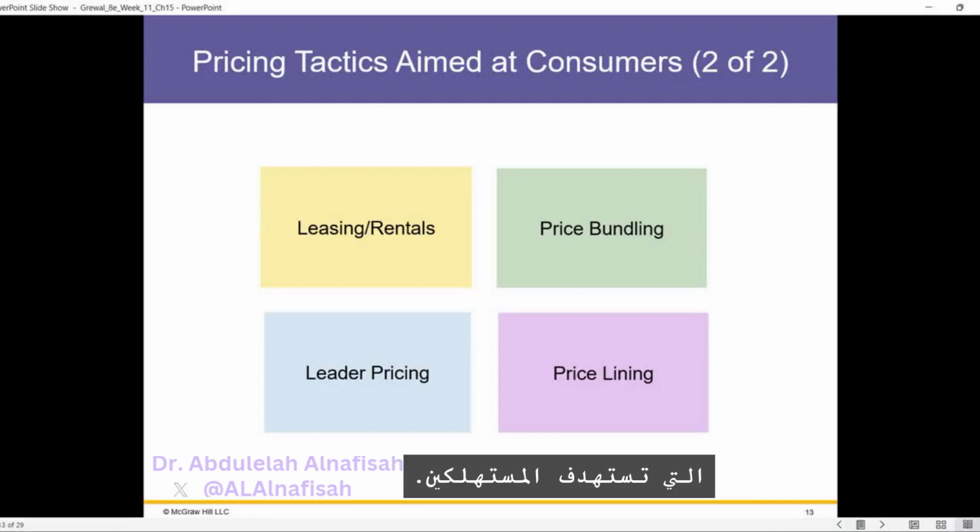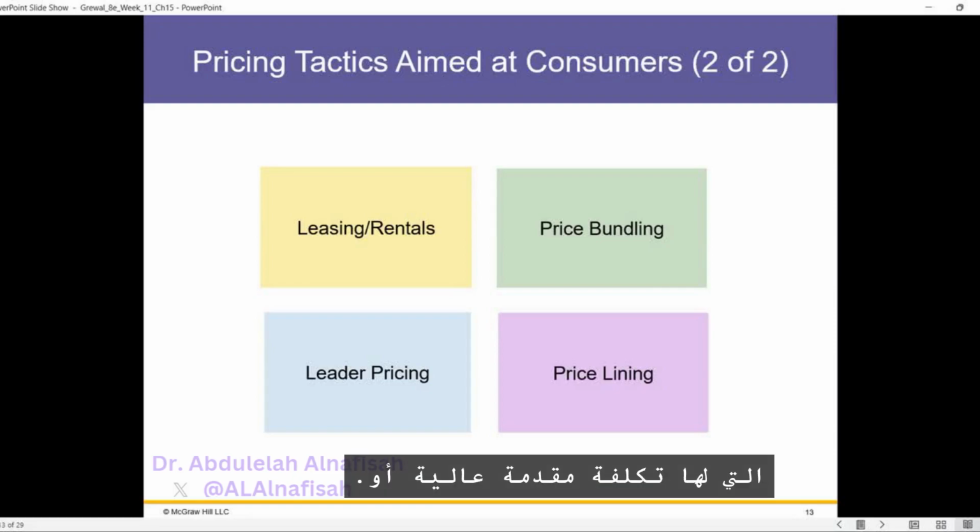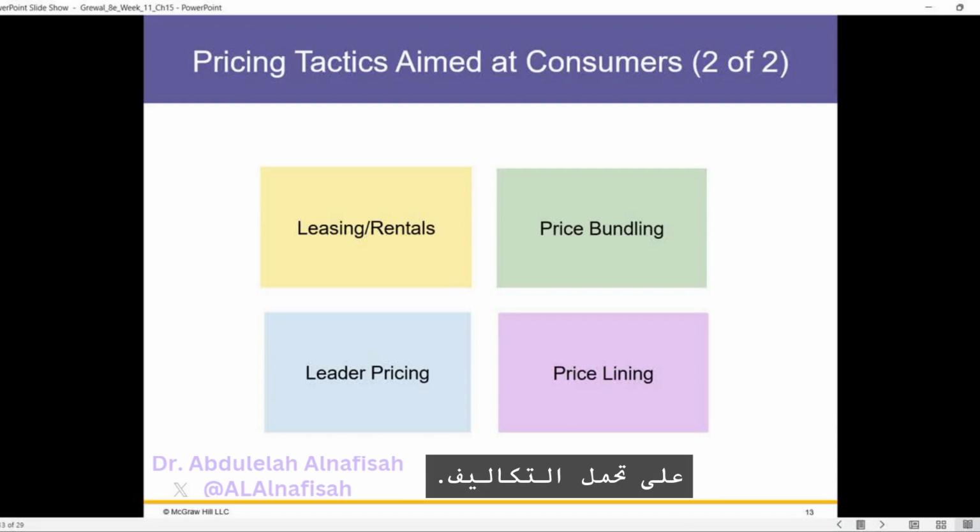Another set of pricing tactics aimed at consumers. Let's discuss them in more detail. 1. Leasing or rentals. With leasing or rentals, consumers pay a fee to gain the right to use a product for a specific period, but they do not own the product. This tactic is commonly used for products that have a high upfront cost or are used for a limited time. Leasing allows consumers to access the product without the commitment of ownership, providing flexibility and affordability.